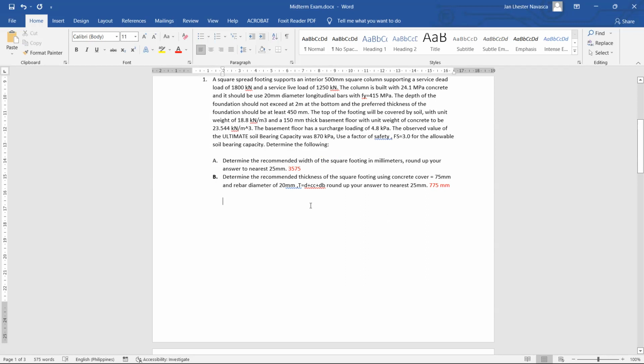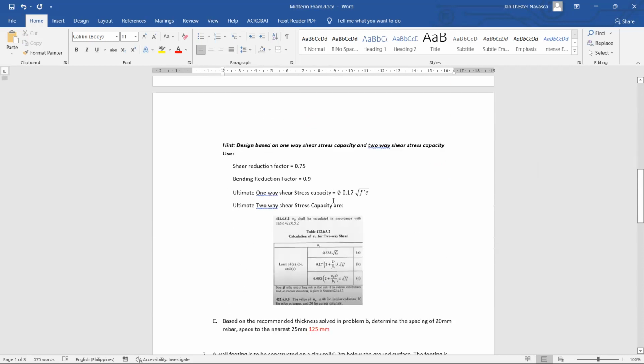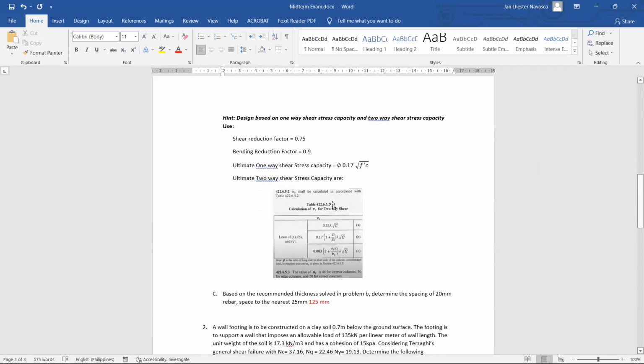Number 2, determine the recommended thickness of the square footing using a concrete cover of 75 mm and rebar diameter of 20 millimeters. So I already indicated the formula for the thickness, which is thickness is equals to the effective depth plus the concrete cover plus the rebar diameter. Okay, round up your answer to the nearest 25 millimeters. Okay. And lastly, based on the recommended thickness, solved in problem B, determine the spacing of the 20 millimeter rebar, rounded to the nearest 25 millimeters.